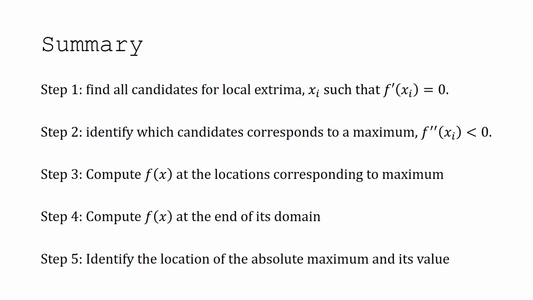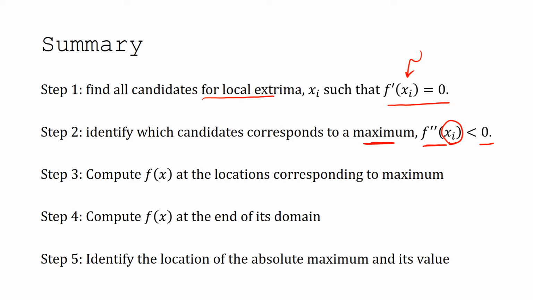So in summary, we can summarize the process of finding the absolute maximum over 5 steps. So step number 1, we are going to find all candidates for local extrema, which is local maximum and minimum, by computing the first derivative and finding those points x at which the slope is 0. So those candidates are maxima and minima. To pick the maxima, we are going to compute the second derivative and only pick those points that give us a negative second derivative. Okay, so now I have all the locations of local maxima.